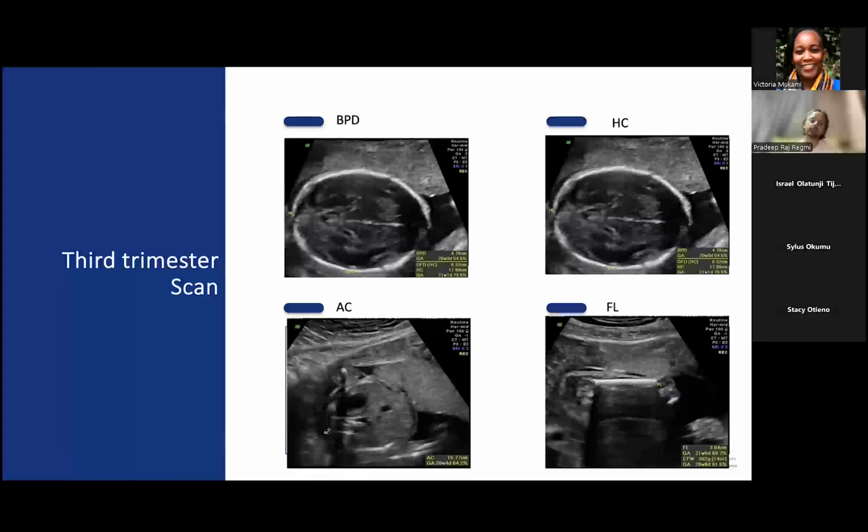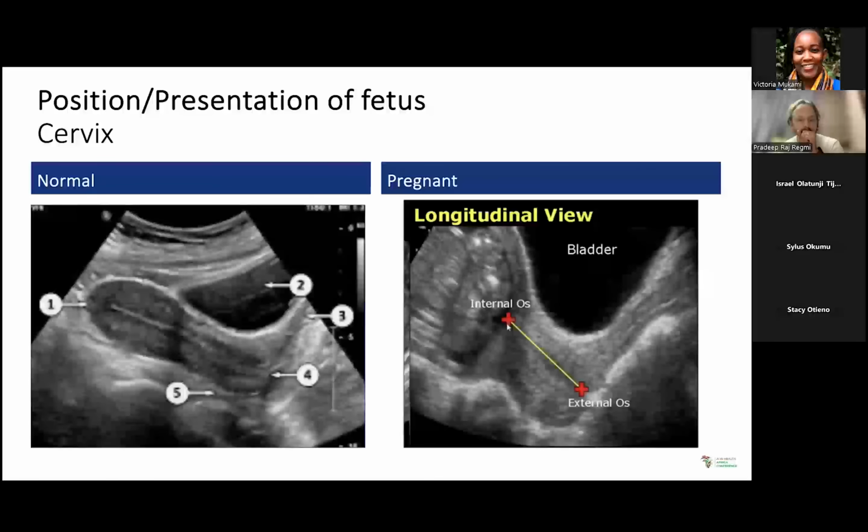And for third trimester scan, we usually focus on abdomen, fetal weight, placenta, fetal position, and the amniotic fluid volume. These are the five things we focus on in the third trimester exam. So position of the fetus is important for determining the mode of delivery in the third trimester.